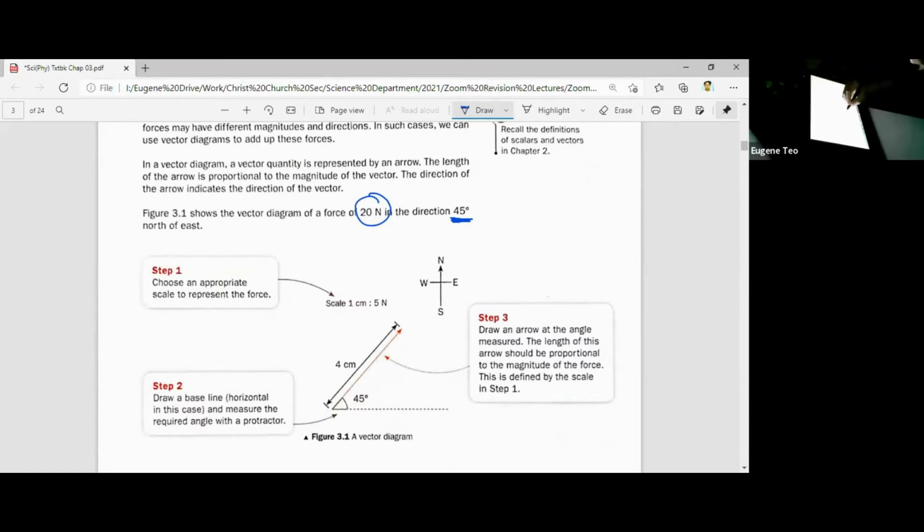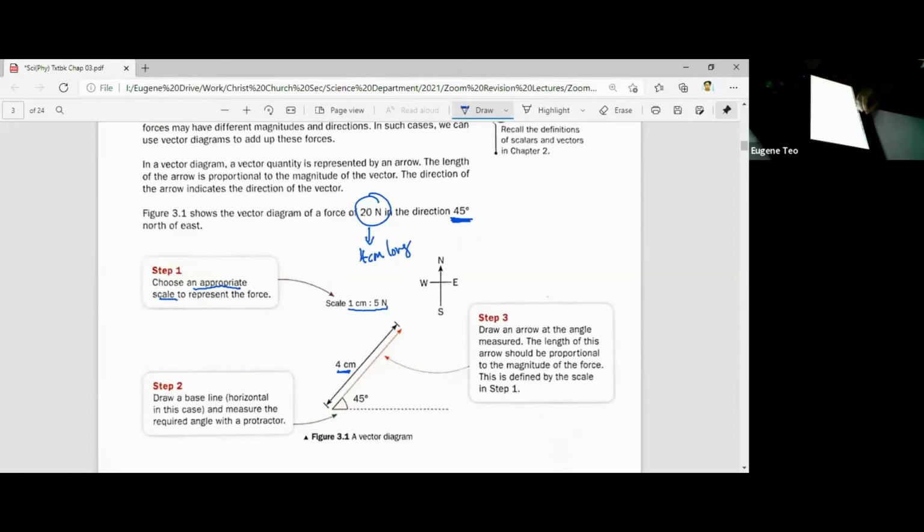So why is it 4 cm? Because the scale is 1 cm to 5 Newton. I can say it all like that because I understand what's going on. But in actual fact, there are a few steps you need to follow. First one, before you even start drawing, you need to choose an appropriate scale. In this case, they have chosen 1 cm equals 5 Newton. So I want to draw 20 Newton and the scale is 1 cm to 5 Newton. Therefore, I know that my 20 Newton will become 4 cm long.